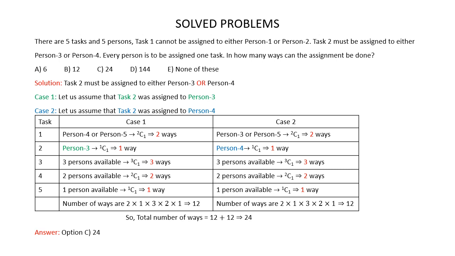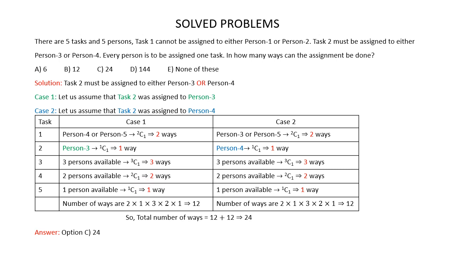Now, one person has been selected for task 1, one person has been selected for task 2. So for task 3, there are only 3 persons available. So here, one person has to be selected out of these 3 persons for task 3, and this can be done in 3C1 ways, which is nothing but 3 ways. Now, since one person has been selected for task 1, one person for task 2, and one person for task 3, now for task 4, only 2 persons are available. So one person has to be selected out of these 2 persons for task 4, which can be done in 2C1 ways, which is nothing but 2 ways.